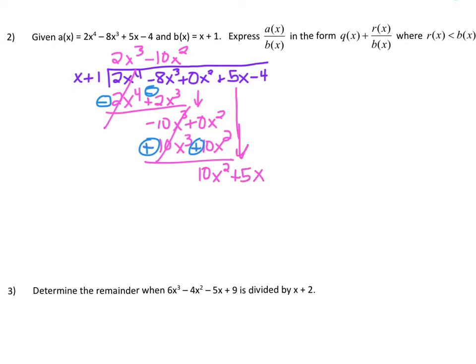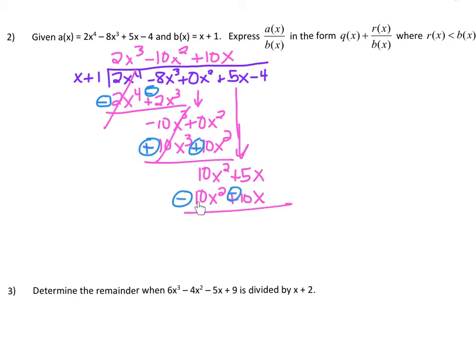Okay, so here we go again. What do I multiply x by to give me 10x squared? Well, 10x, so let's put that on the top. All right, so then 10x times x is 10x squared. And then 10x times 1 is 10x. All right, so let's subtract. So we're going to change our sign. So change this to subtraction and circle it. Change this to subtraction and circle it.